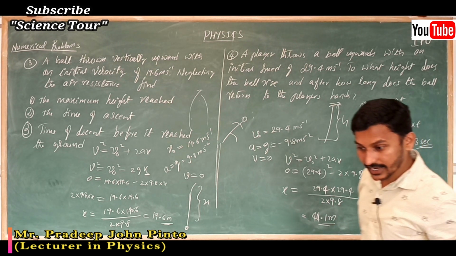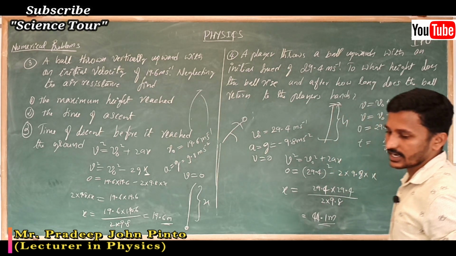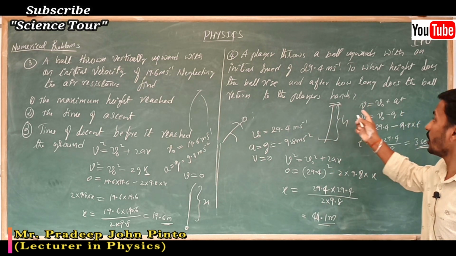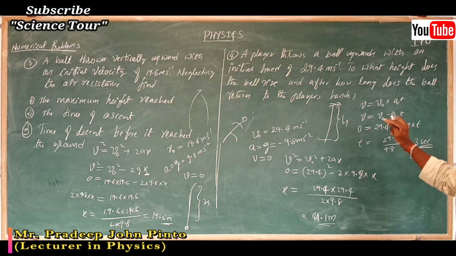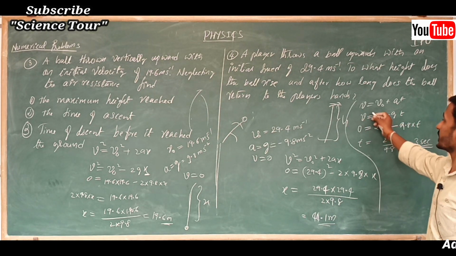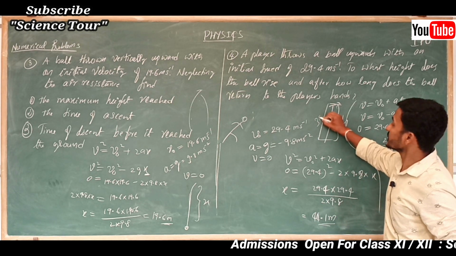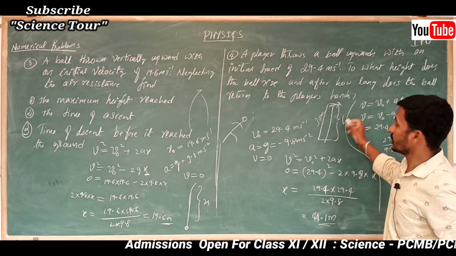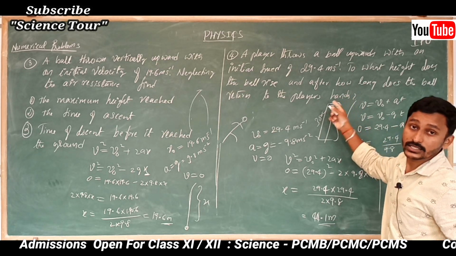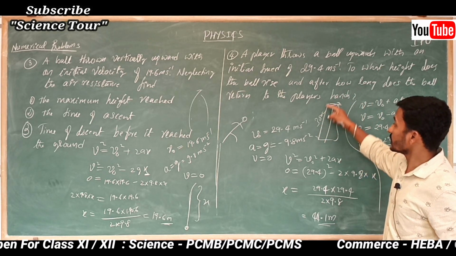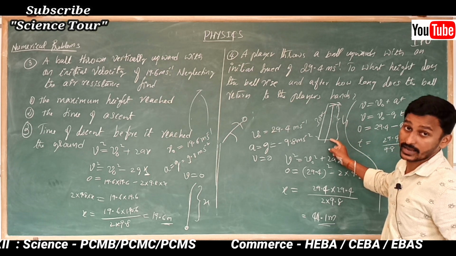Okay, is it that time? No, this is not the time. After how long does the ball return to the player's hand? What is this time? This is the time we have taken to reach this height. To reach this height we want 3 seconds. But what they have asked in the problem is the total time taken to reach back to this point.